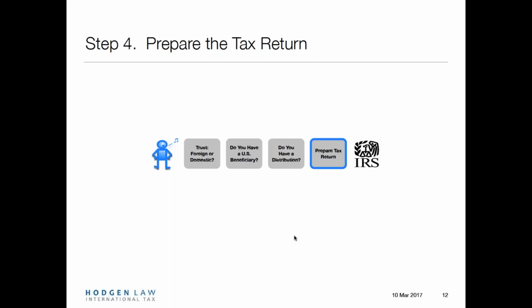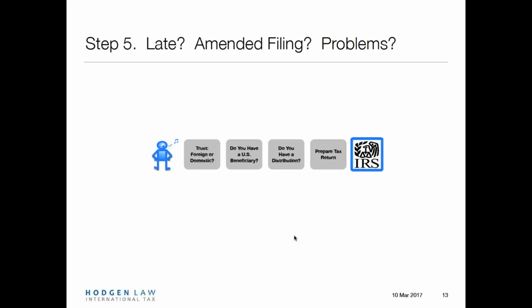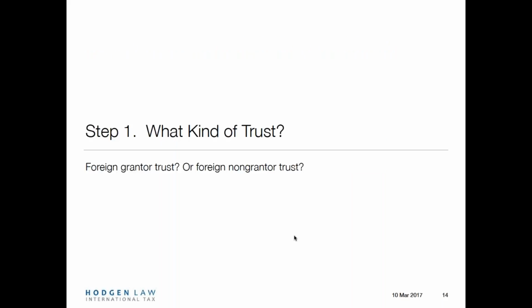And the final thing, which is what we all came here today because we love it, how do you prepare the forms? Finally, what happens if you're late? What happens if you're doing an amended filing? You've got problems. What's your way out? What do the penalties look like? Things like that. So walk through these things one at a time. We're going to spend most of our time on step 4, which is preparing the tax return, but we're going to take a quick drive-by of each of the steps before that.